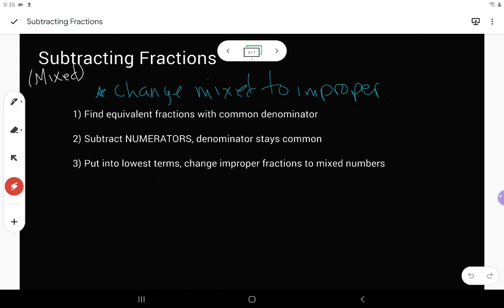And in this case, actually changing mixed to improper is probably the better way to go, and I will show you just why in a second. So I want you to be changing mixed to improper. Then you still do the same thing: find your equivalent fractions with a common denominator, subtract your numerators, denominator stays common, and then as always put into lowest terms, and anything that's improper, put it back into mixed.